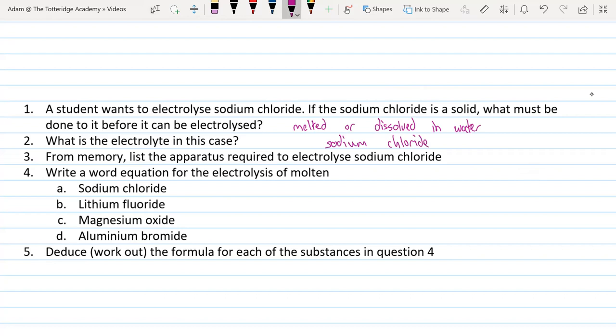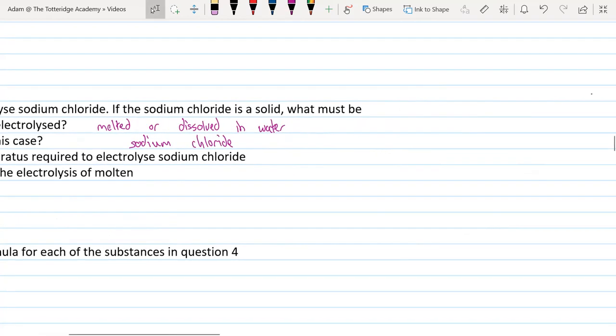That's the thing that I'm doing electrolysis to. From memory, list the apparatus required to electrolyze sodium chloride. So we'd have a beaker, graphite electrodes, a power supply, and I guess you'd need wires, or what we call leads.